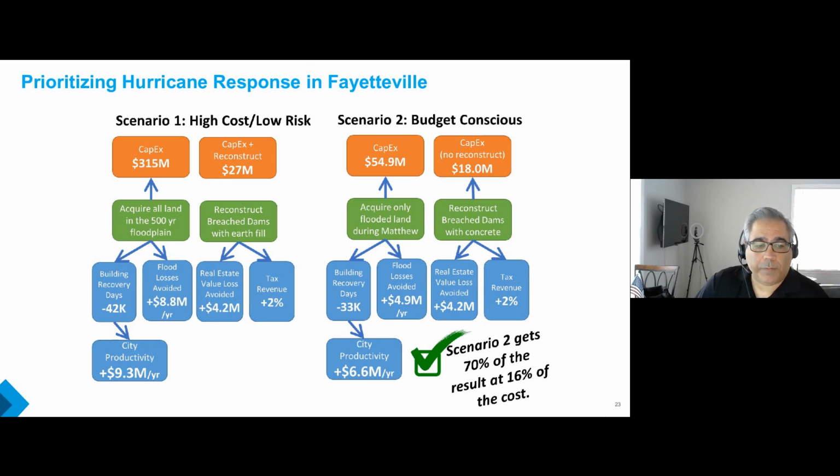The benefits they would get from it, though, the city simulator estimated $9.3 million a year in city productivity, or loss of that productivity would be avoided. Flood loss is avoided. So this is damage to buildings, $8.8 million per year. And remember, this is over a 30-year time frame. So that's a big number. And then in terms of dam breach, real estate values lost, avoided would be $4.2 million. And tax revenue would increase 2%. City simulator is calculating all those different metrics.